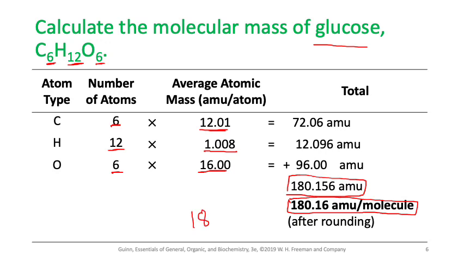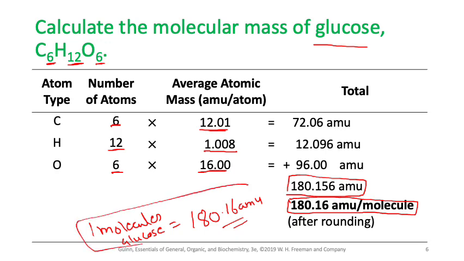Or you can say one molecule of glucose is equal to 180.16 AMU.